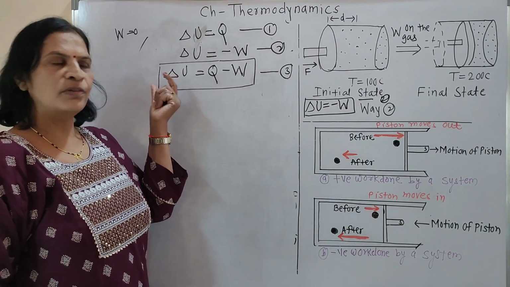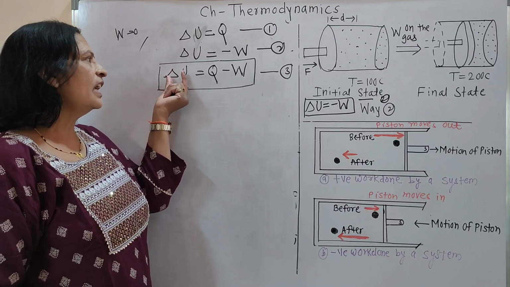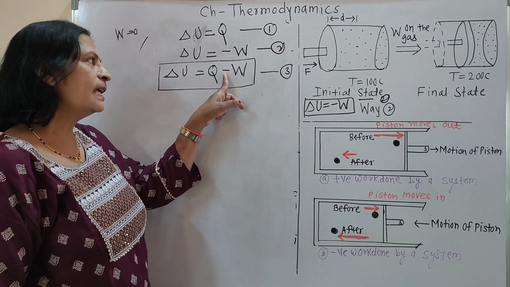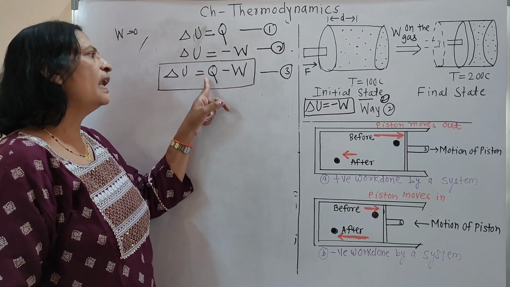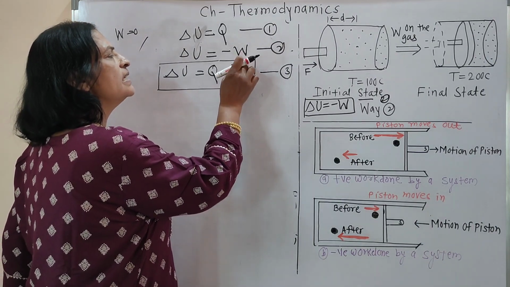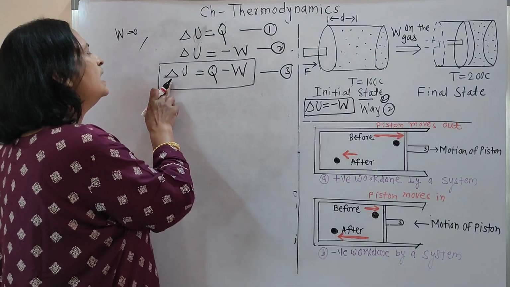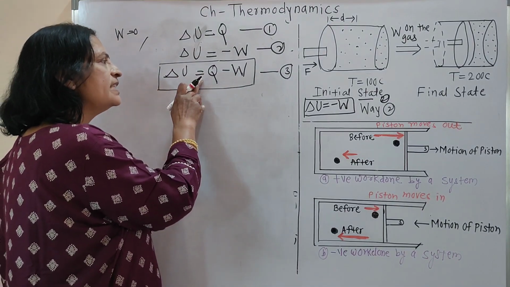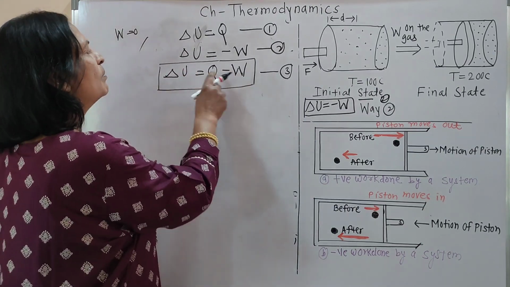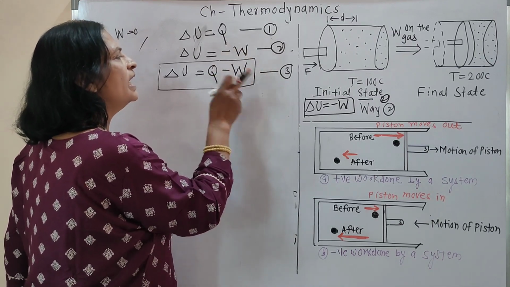From this mathematical statement, we can state that the change in internal energy of a system is equal to the difference between the heat supplied to the system and the work done by the system on the surroundings. Understood? I repeat. Change in internal energy is always equal to the difference between the heat supplied to the system and the work done by the system on the surroundings.